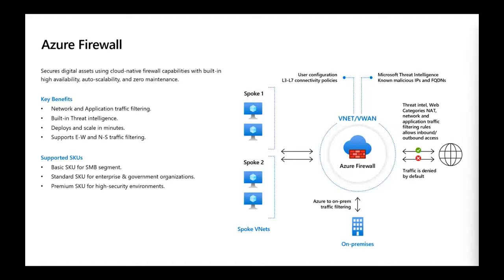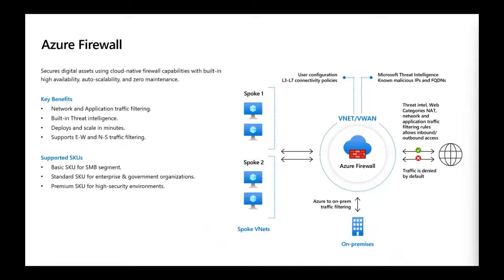Then we have the standard SKU, which is recommended for customers looking for a layer 3 to layer 7 firewall that needs auto scaling to handle peak traffic periods up to 30 gigabits per second. The standard SKU also supports enterprise features like threat intelligence, DNS proxy, custom DNS configurations, and web categories.